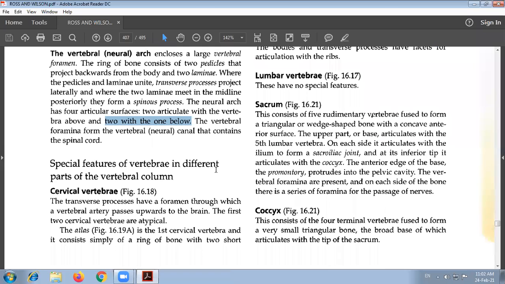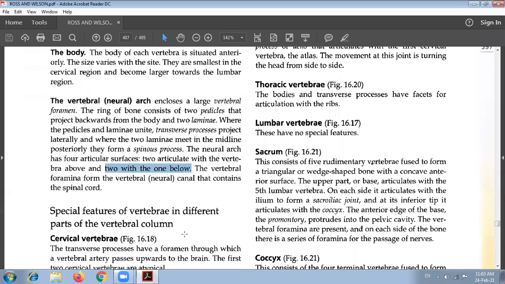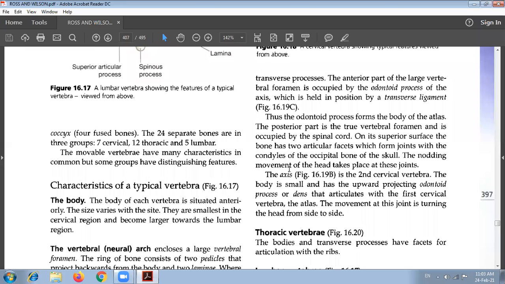The first two cervical vertebrae are atypical, meaning they are different in their structure and shape. So they have different characteristics and different shape. One is the atlas and the second is the axis. The atlas is the first cervical vertebra and consists simply of a ring of bone with two short processes. The anterior part of the large vertebral foramen is occupied by the odontoid process of the axis, which is held in position by the transverse ligament.